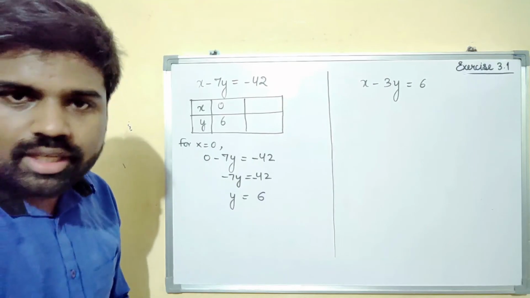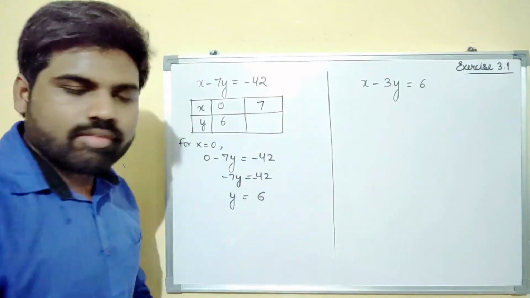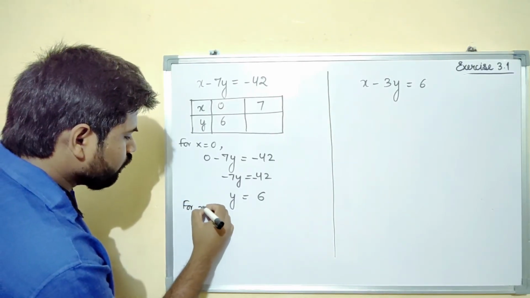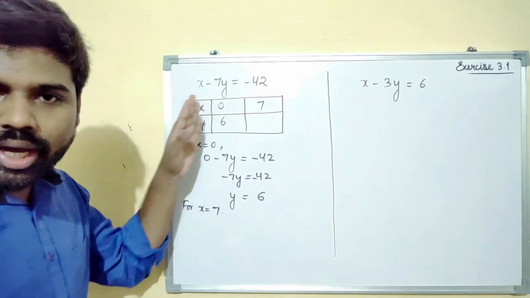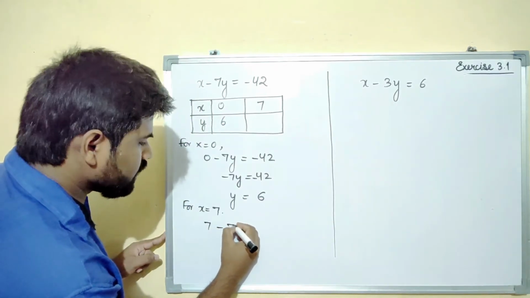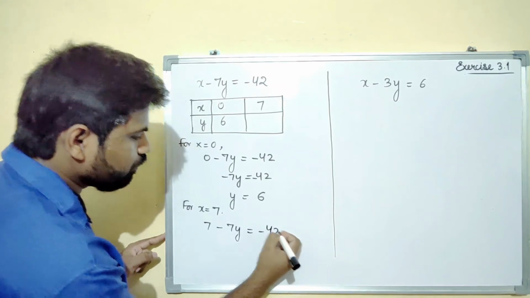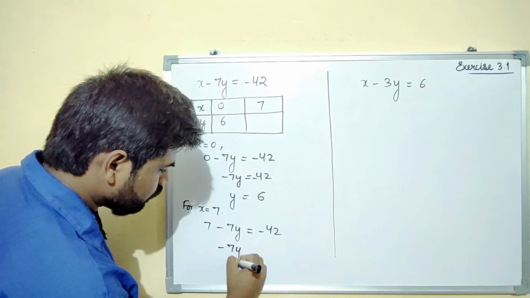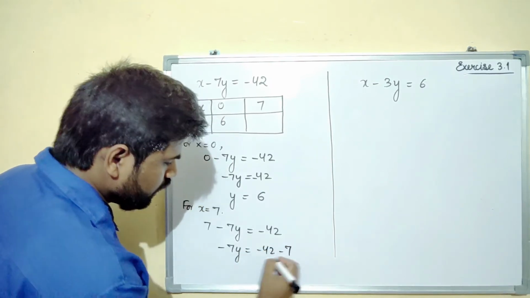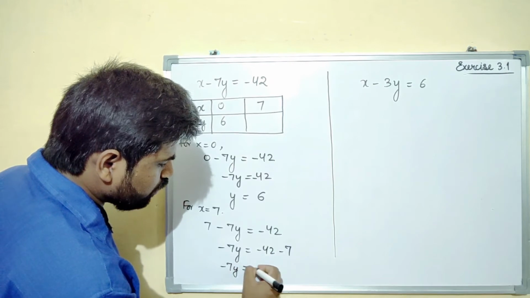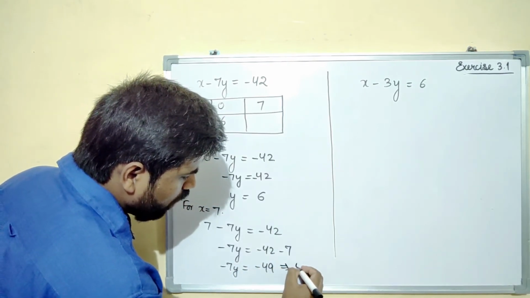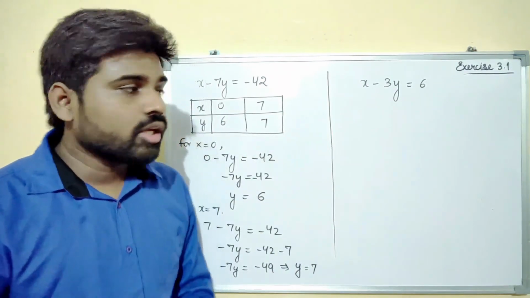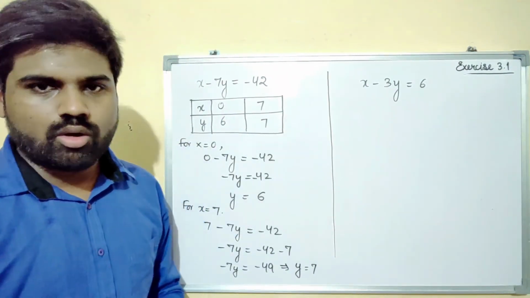Now, for the convenience, I am substituting the value of x as 7. You can take any value. So, when x equals 7, let us find the value of y here. 7 minus 7y equals minus 42. This 7 will be subtracted from the minus 42. You will be getting minus 7y equals minus 49, or y equals 7. That means when the value of x is 7, you will get the value of y as 7 also.